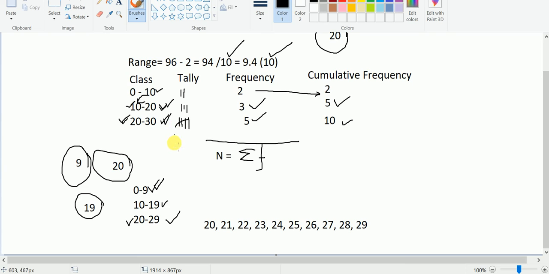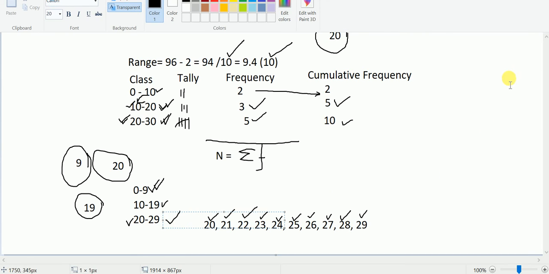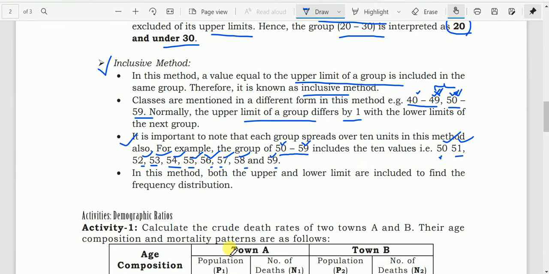Let us count. Here: 1, 2, 3, 4, 5, 6, 7, 8, 9, 10. That means between 20 and 29 we have 10 values in the case of this inclusive method.